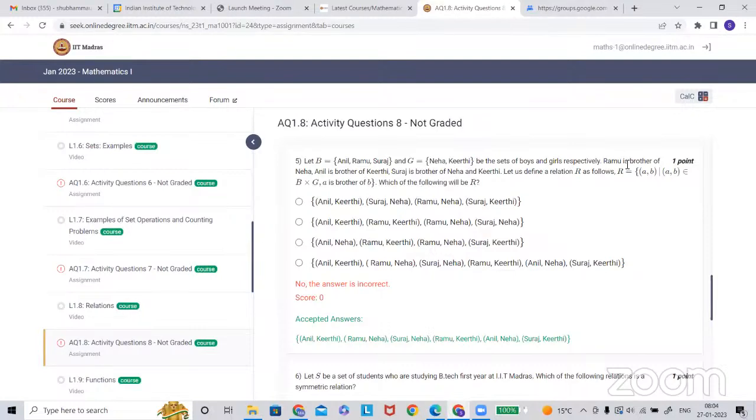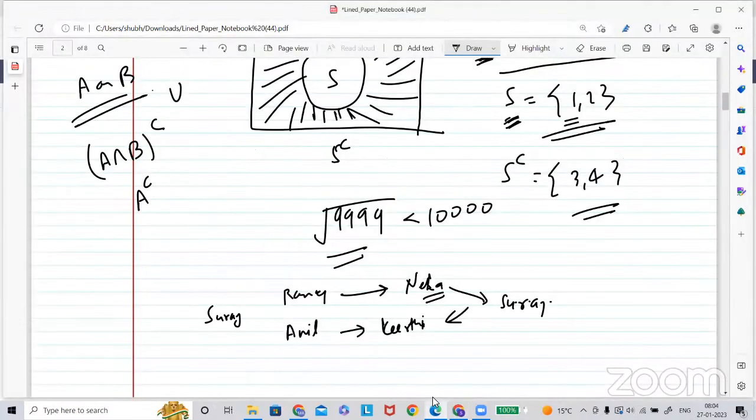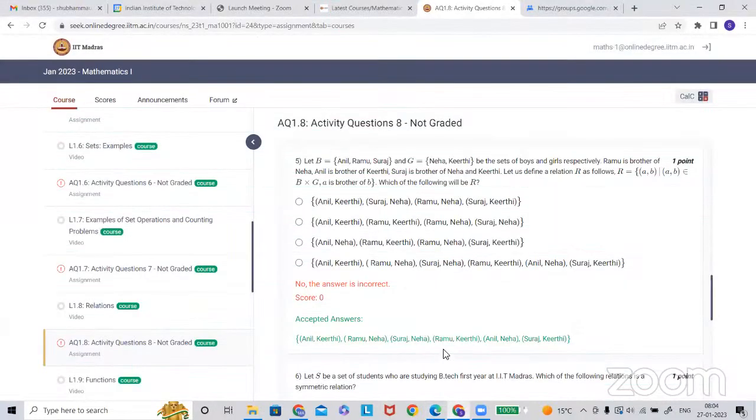A is the brother of B. Anil and Neha, and Ramu and Kriti. Everything is good, but why Anil and Neha? Yes, Ramu sir, and Kriti, why? Because there is no proper relation given, sir. Can I give you the answer for this?